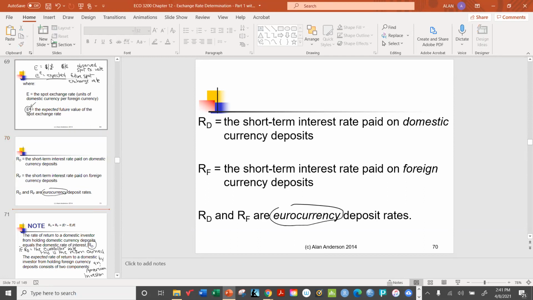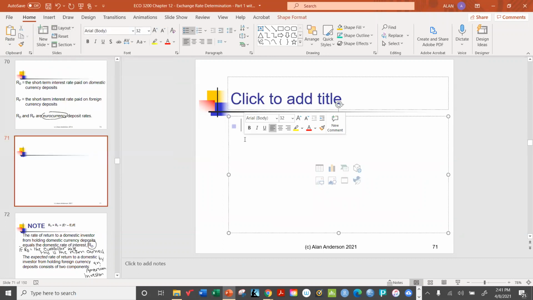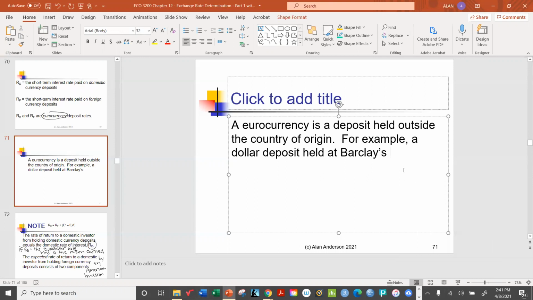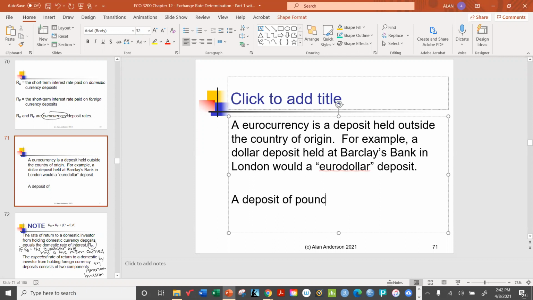What is a euro currency? A euro currency is a deposit held outside the country of origin. For example, a dollar deposit held at Barclays Bank in London would be a euro dollar deposit. Okay. A deposit of pounds held at Citibank in New York City would be a euro sterling deposit.